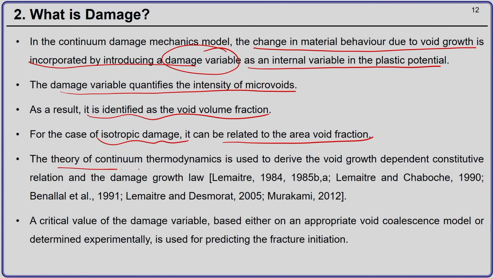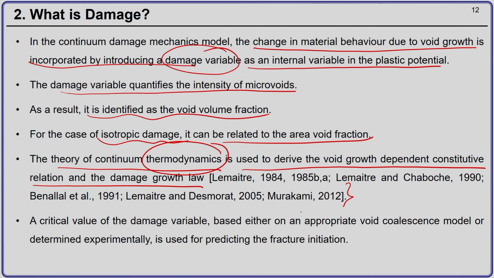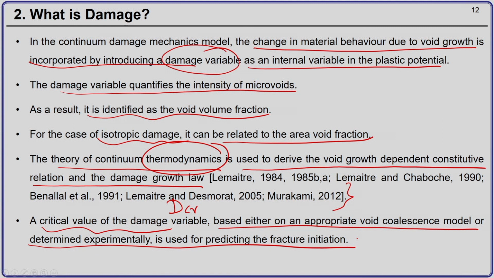So, the theory of continuum thermodynamics is used to derive the void growth dependent constitutive relation and the damage growth law. Now, in our course we have not discussed continuum thermodynamics, but this concept is needed to derive a thermodynamically consistent void growth dependent constitutive relation and the damage growth law. You can see these references over here. And now, a critical value of the damage variable, called D_CR, D critical, based either on an appropriate void collision model or determined experimentally, is used for predicting the fracture initiation.